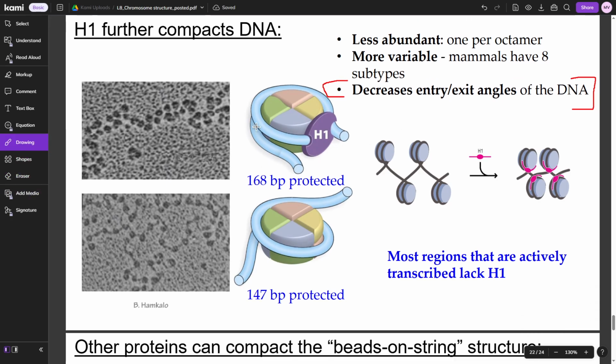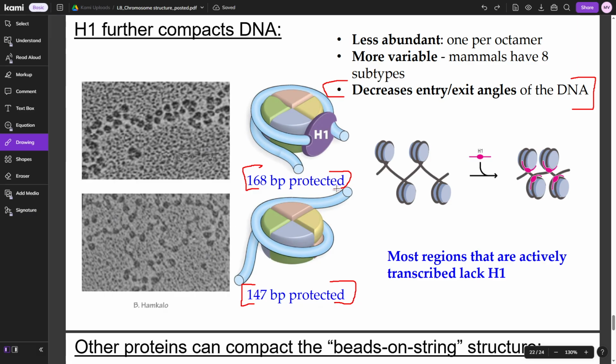And then you can see here, this is the other thing I'd add to your note card. When H1 is bound, 168 base pairs are protected, while when it's not bound, it's 147. So I remember I said to put this down on your note card or memorize it.